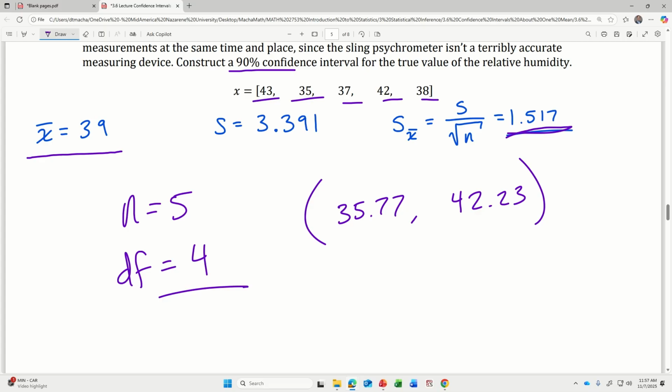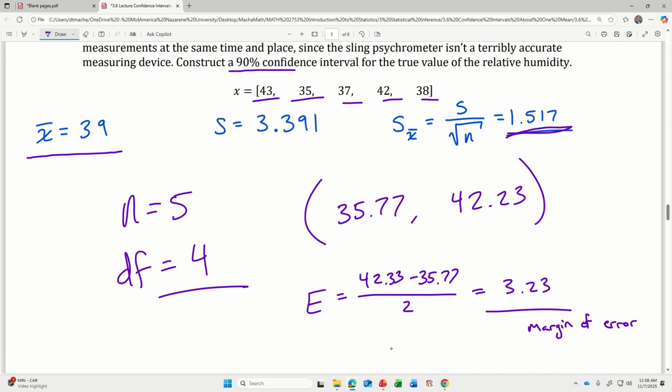Yeah. So wait, is the margin of error still 2.5 or no? Nope. It'll be the 42.23 minus the 35.77, divided by 2. Is there a way to redo that? So what's the margin? Because now I'm confused. That's the margin of error.